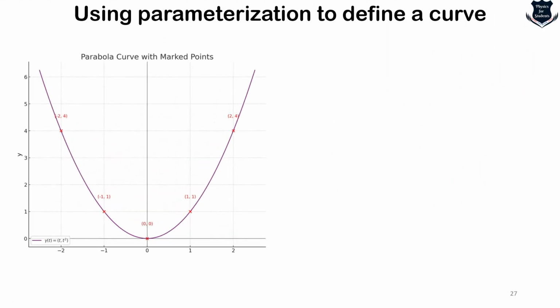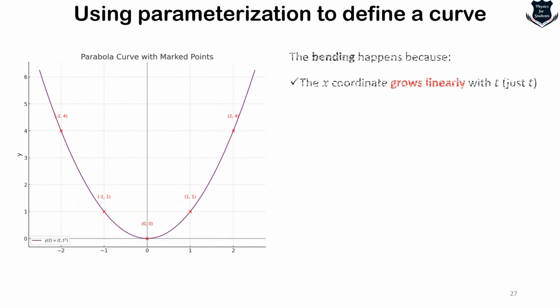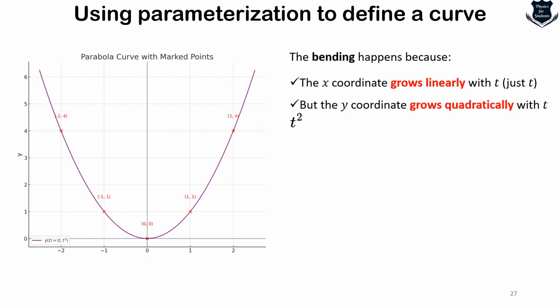Now, I would take the same graph, obviously. The bending here, remember, happens because the x-coordinate grows linearly. As you can see, x is growing linearly, straight, but the y-coordinate grows quadratically. That means it is t squared. So linear growth moves at a steady rate. Quadratic growth moves faster and faster as t increases. This mismatch between x and y creates a bending of the curve.